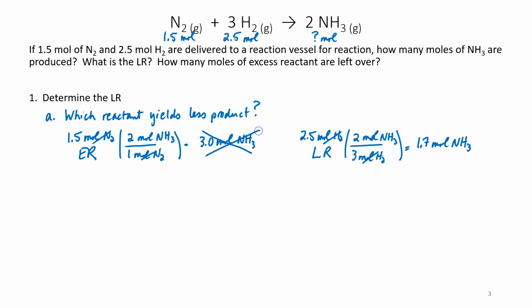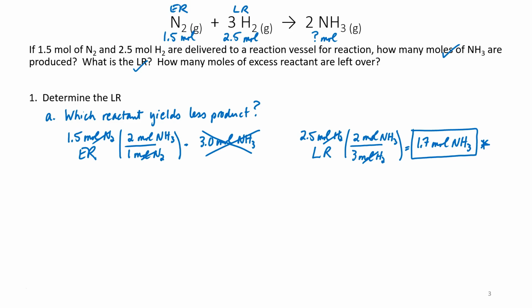This is nice, and we've kind of answered 2 questions in one step. How many moles of ammonia are produced? That's right here. And what is the limiting reactant? That is hydrogen. And I always like to label it in my reaction.